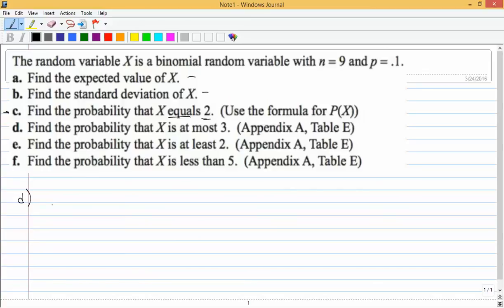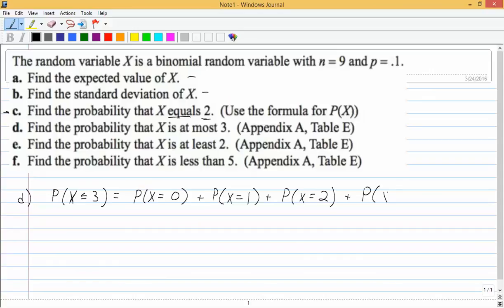So here on part D, it says find the probability that x is at most 3. At most 3 would mean 0, 1, 2, or 3. Right? So the probability that x is, and you can write as a capital X, is less than or equal to 3, that means at most 3, is equal to the probability that x equals 0 plus the probability that x equals 1 plus the probability that x equals 2 plus the probability that x equals 3.